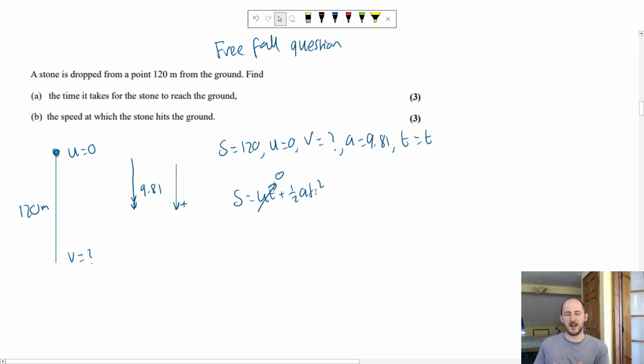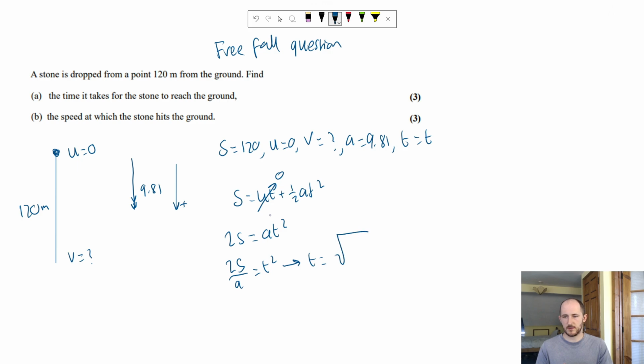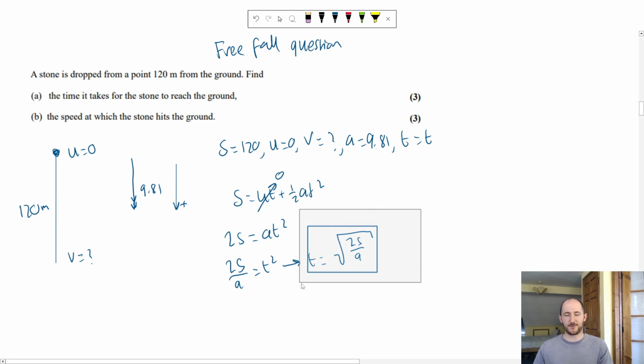Now, I want time. So again, you could sub it in first. But look what happens if you just rearrange it, right? You could times both sides by 2. So you get 2s equals at squared. Divide both sides by a. 2s over a equals t squared. And that means t is equal to the square root of 2s over a. This formula here, anytime you see a free fall question, you're going to use this formula here.